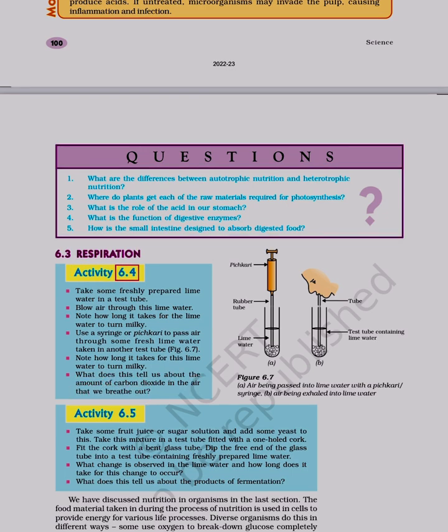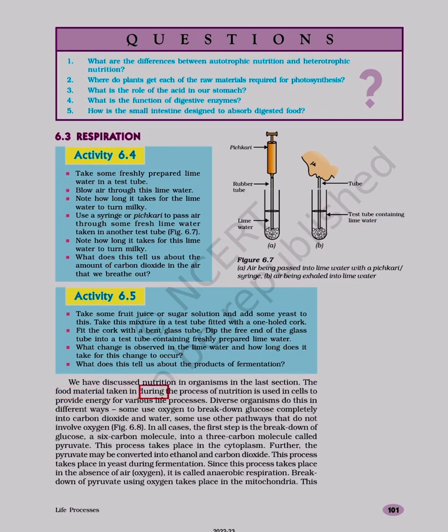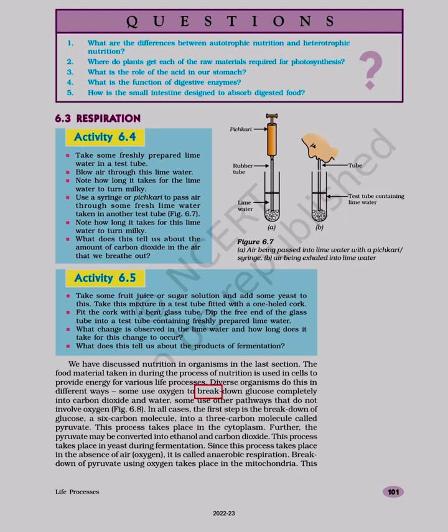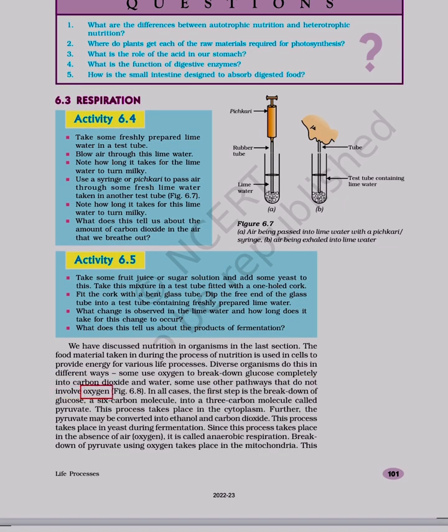Activity 6.4. We have discussed nutrition in organisms in the last section. The food material taken in during the process of nutrition is used in cells to provide energy for various life processes. Diverse organisms do this in different ways. Some use oxygen to break down glucose completely into carbon dioxide and water. Some use other pathways that do not involve oxygen, figure 6.8.